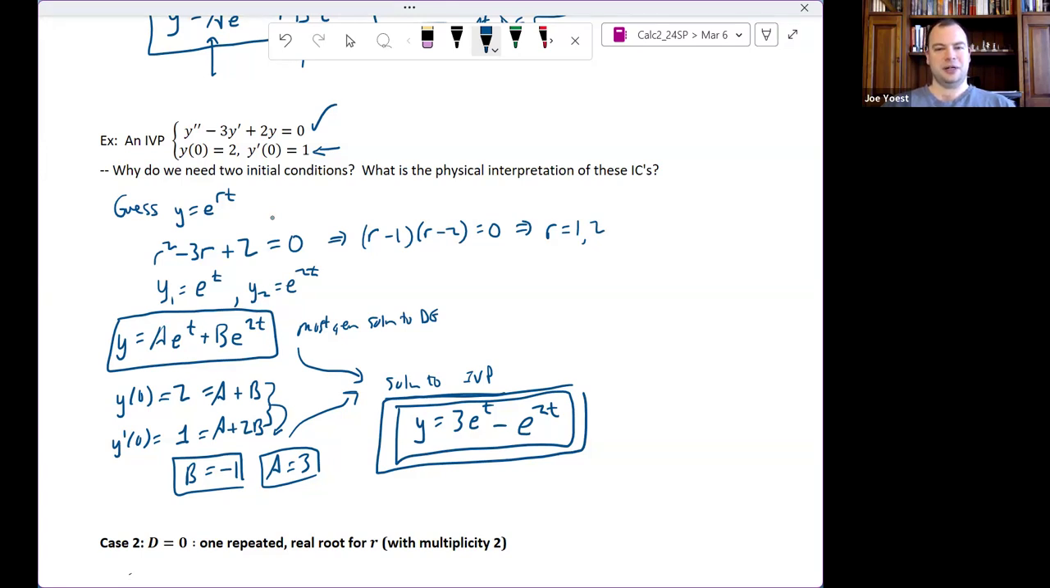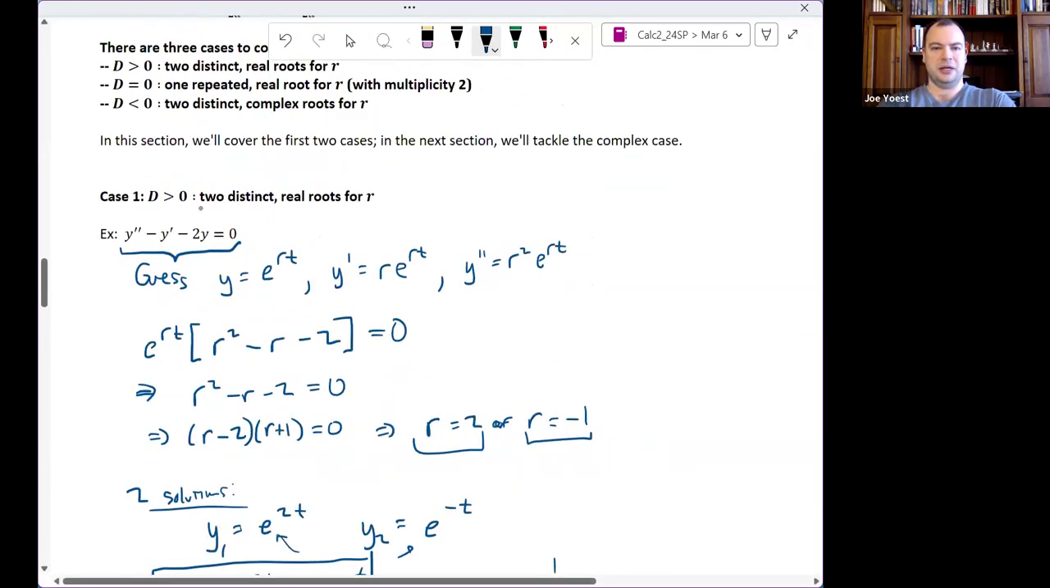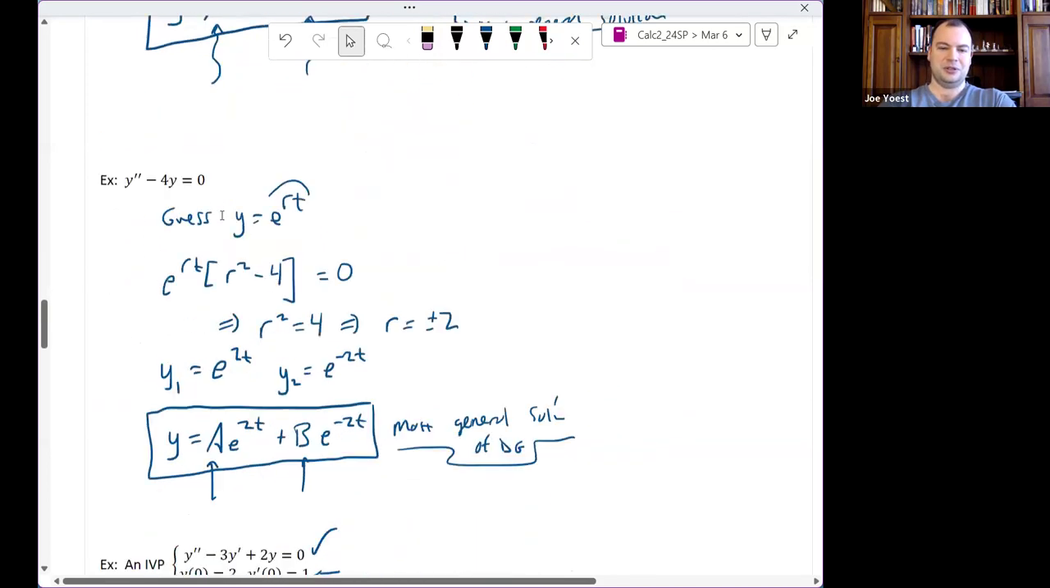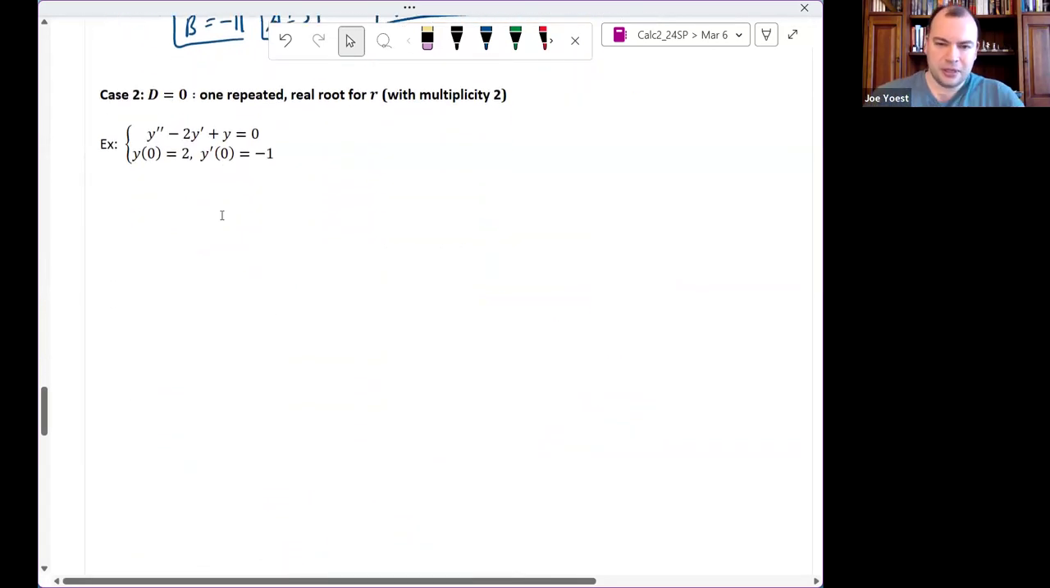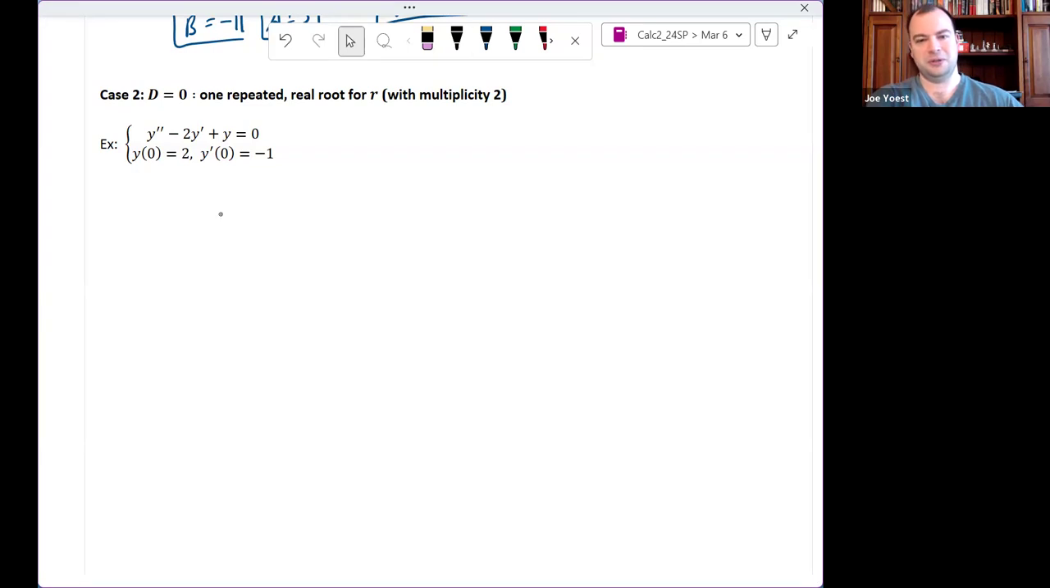Any questions so far? Okay, so we have this almost like a magic trick, making this educated guess of an exponential. And that worked pretty nicely for the two distinct real roots case. We have two other cases though. So let's take a look at what happens in this case, discriminant 0, where we have one repeated real root, one root with multiplicity 2.